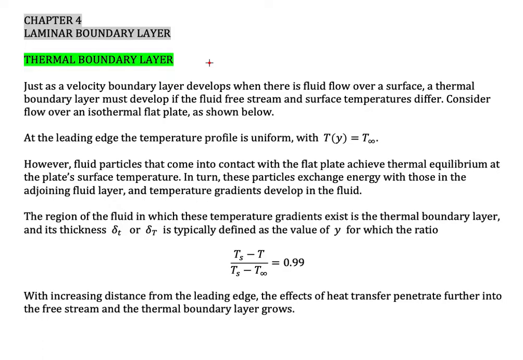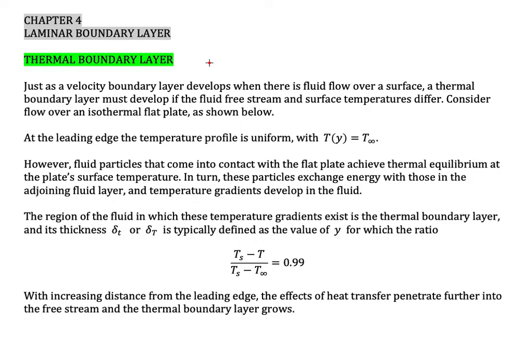Just as a velocity boundary layer develops when there is fluid flow over a surface, a thermal boundary layer must develop if the fluid free stream and surface temperature differ. Consider flow over an isothermal flat plate as shown below. At the leading edge, the temperature profile is uniform with T(y) equal to T infinity.